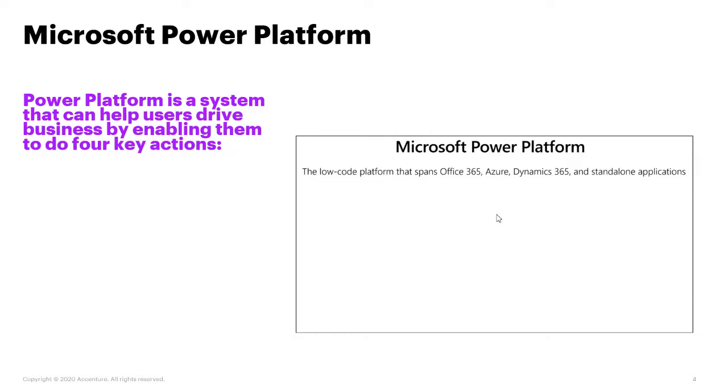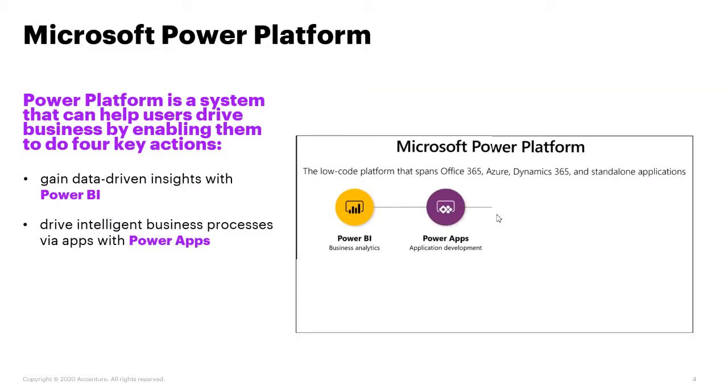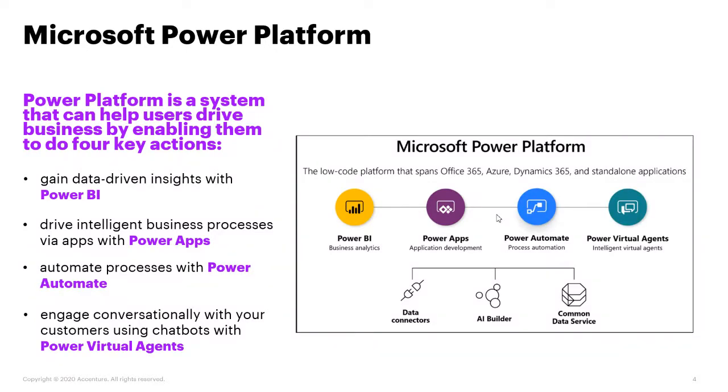Microsoft Power Platform is a system that can help users drive business by enabling them into four key actions. The first one, gain data-driven insights with Power BI. We have drive intelligent business processes via apps with Power Apps, automate processes with Power Automate, and engage conversationally with your customers using chatbots with Power Virtual Agents. But for tonight, I will be focusing more on Power Apps.